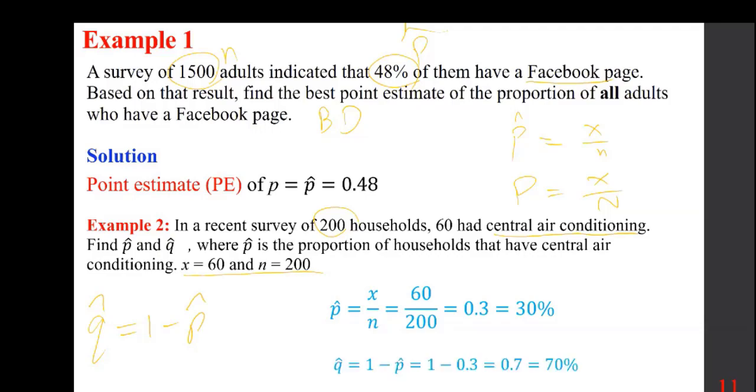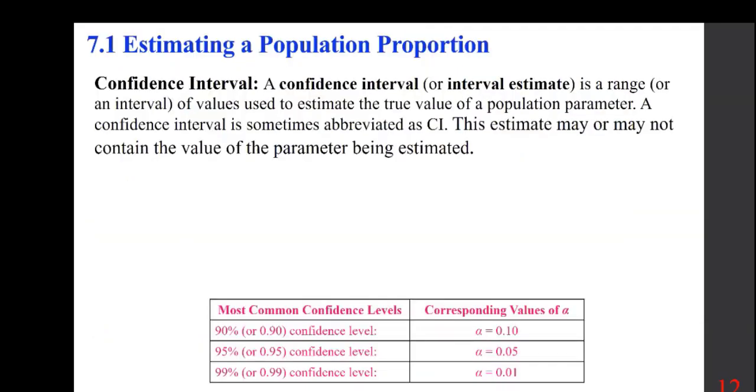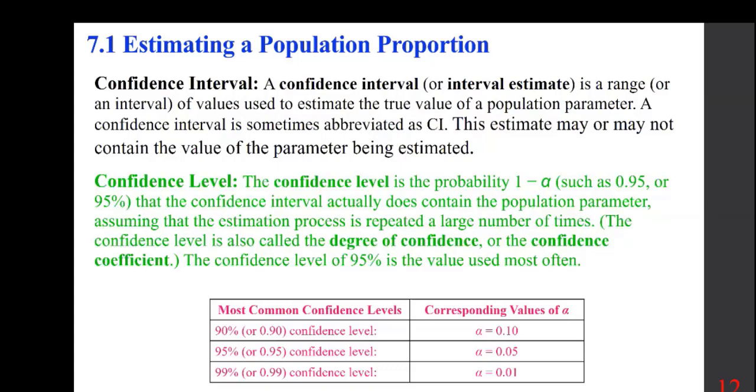Let's look at some more concepts so we can move on. A confidence interval or interval estimate is a range or an interval of values used to estimate the true value of a population parameter. The confidence interval is sometimes abbreviated as CI. This estimate may or may not contain the value of the parameter being estimated. The confidence level is the probability 1 minus alpha, such as 0.95 or 95%, that the confidence interval actually does contain the population parameter, assuming that the estimation process is repeated a large number of times. The confidence level is also called the degree of confidence or the confidence coefficient. The confidence level of 95% is the value used most often.